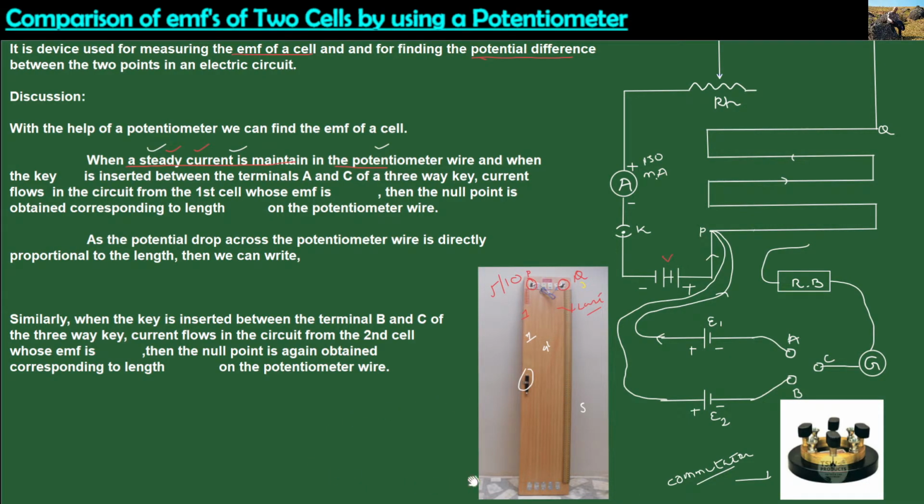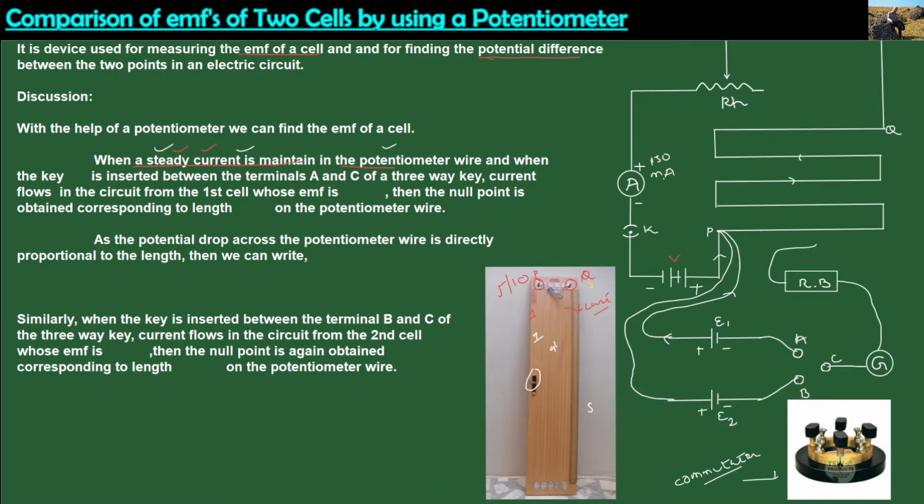When we are doing this particular experiment, we will have to insert the plug when the key K is inserted between A and B. When you take these plugs and insert them between points A and B, or between points A and C, then current will flow. Suppose you insert the plug at this point, then what will happen?